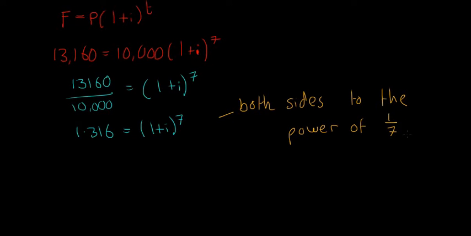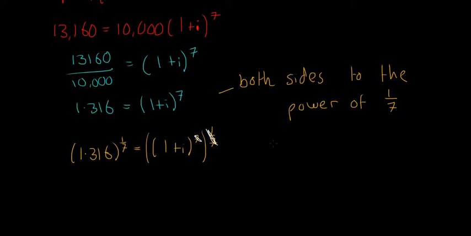The reason we pick to the power of 1 over 7 is, so if we get 1.316 to the power of 1 over 7 is equal to, and then it's 1 plus I to the power of 7, and that's to the power of, I'll put another bracket around, 1 over 7. So what happens is the 7 here and the 1 over 7, they're going to cancel out, alright? So the 7 and the 1 over 7 cancel out, and basically what we're left with then is 1.316 to the power of 1 over 7 is equal to 1 plus I. And now we're left with quite a nice, easy formula. We just need to move the 1 over to the other side, and then we have I.